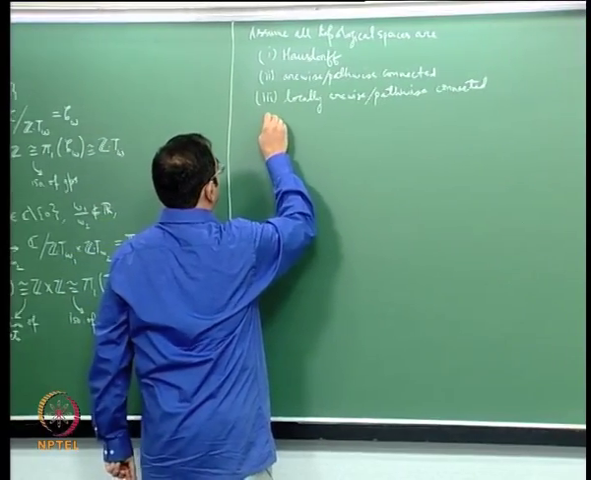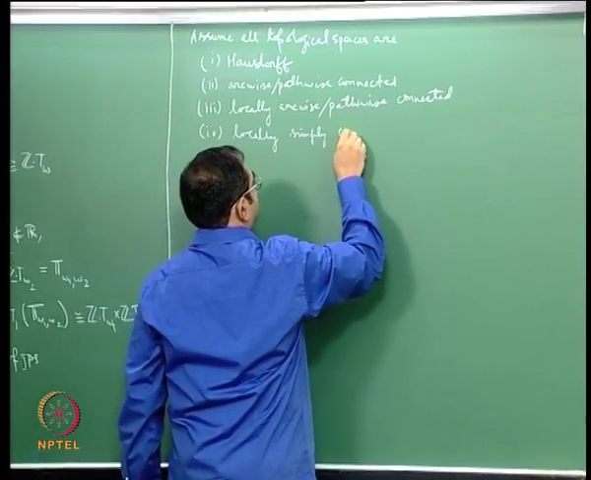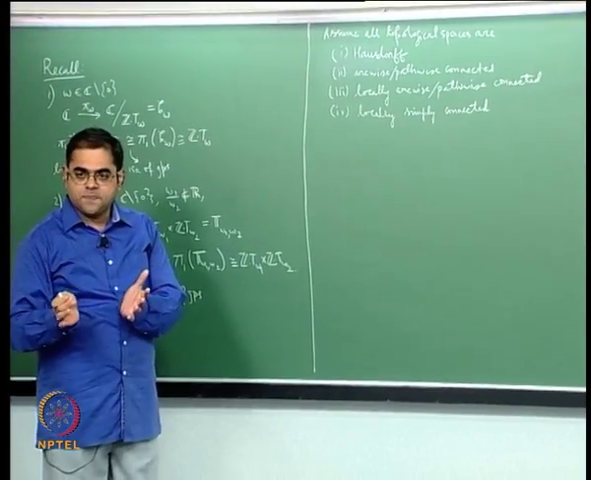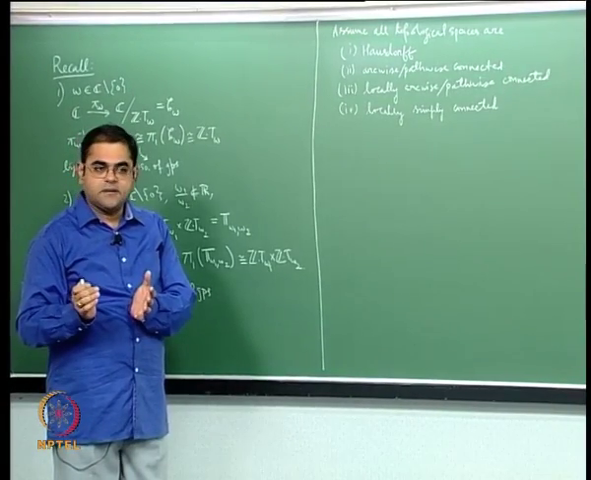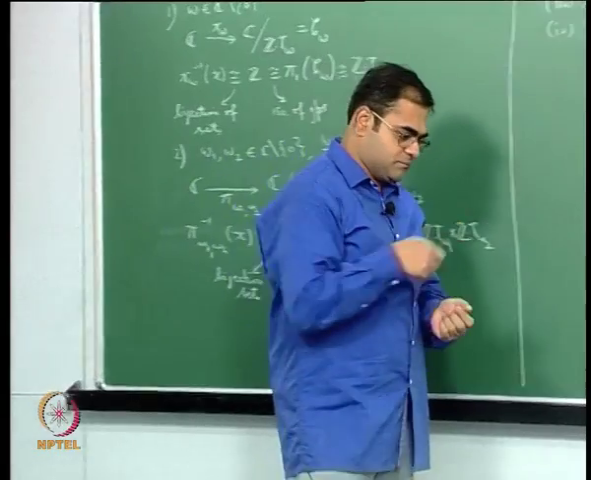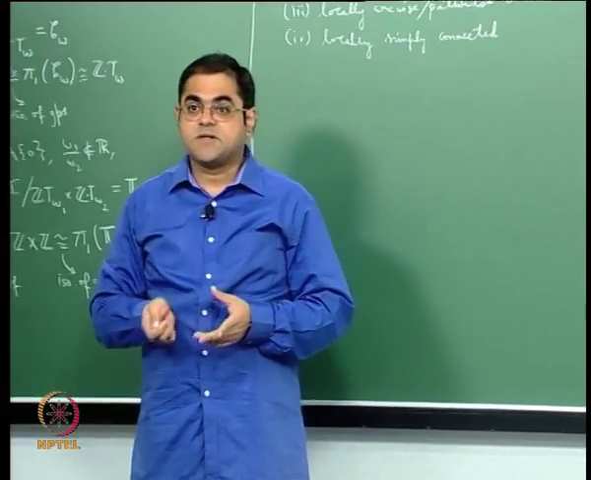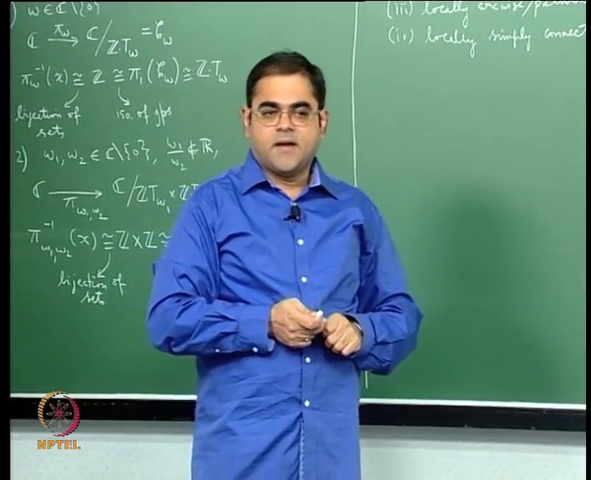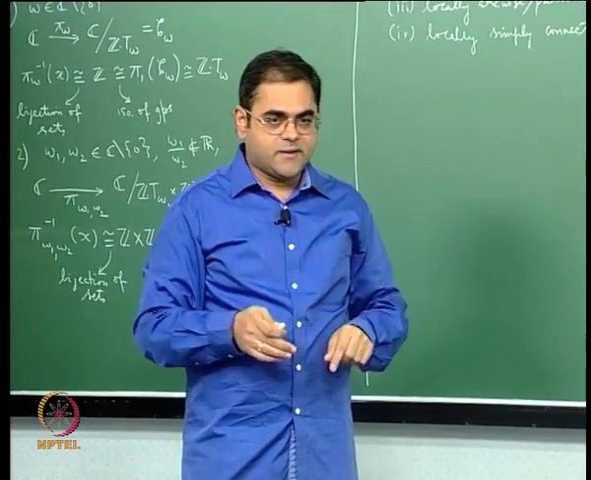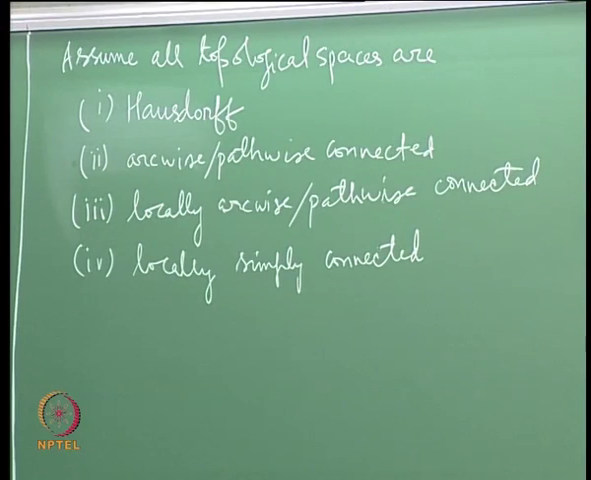Then the fourth one is locally simply connected. This is the condition that every point has an open neighborhood which is simply connected, namely that any closed path in that neighborhood can be continuously shrunk to a point. Closed path means a continuous image of an interval which starts at one point and ends back at the same point. One sometimes refers to this as a loop based at a point, and the condition for simply connectedness is that this loop can be continuously shrunk to 0, and that can happen only if there are no holes in that neighborhood. So we put all these conditions in what follows.